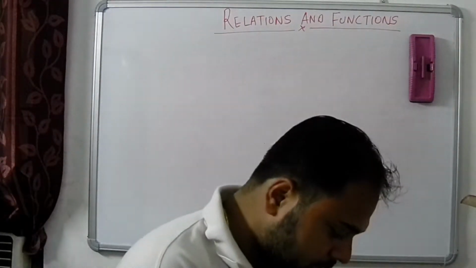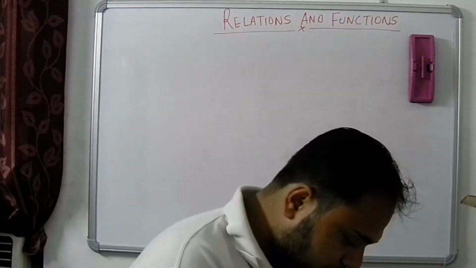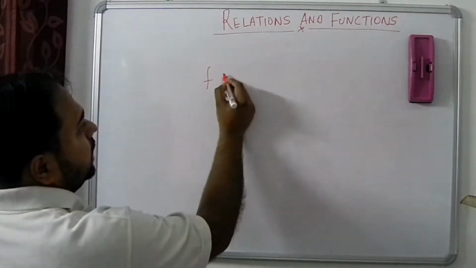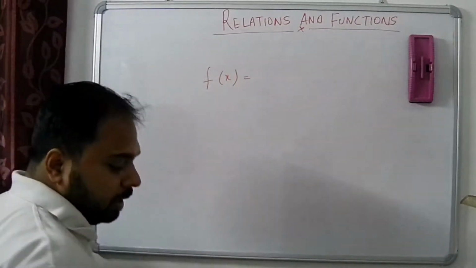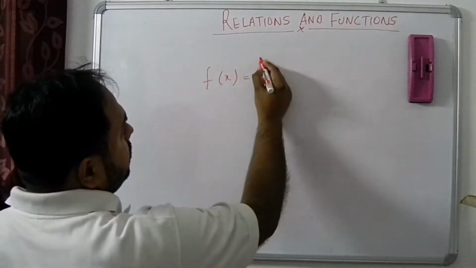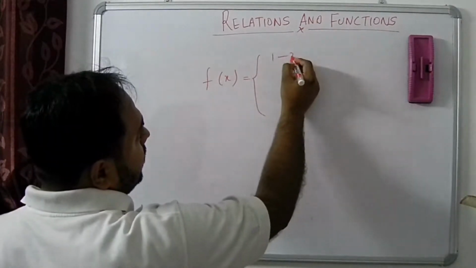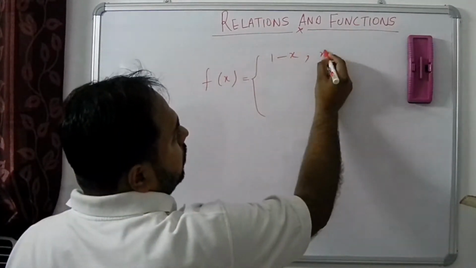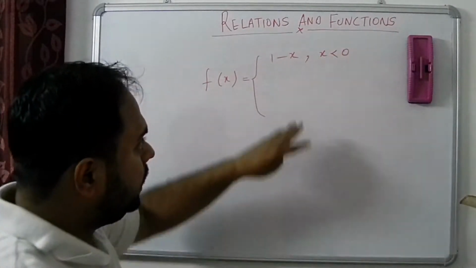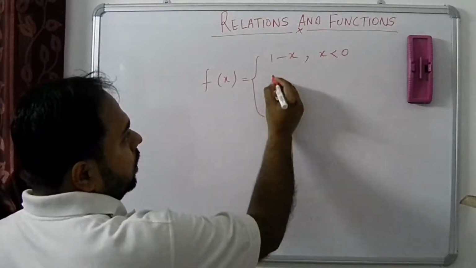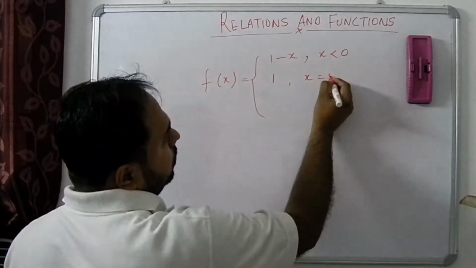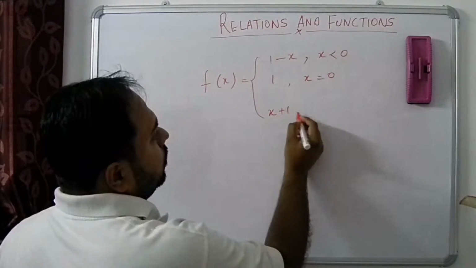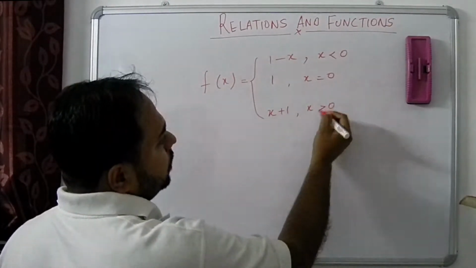Now there is another problem in NCERT wherein they are asking to sketch a graph of a function. The function that is given, f(x), is defined in 3 ways. It's written like this: 1 − x for x less than 0, and it's defined as 1 if x is equal to 0, and it's defined as x + 1 when x is greater than 0.